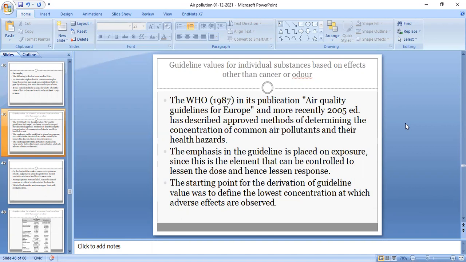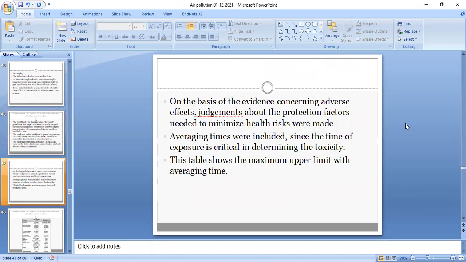The starting point for the derivation of the guideline value was to define the lowest concentration at which adverse effects are observed. On the basis of the evidence concerning adverse effects, judgments about the protection factors needed to minimize health risks were made. Averaging times were included since the time of exposure is critical in determining the toxicity.